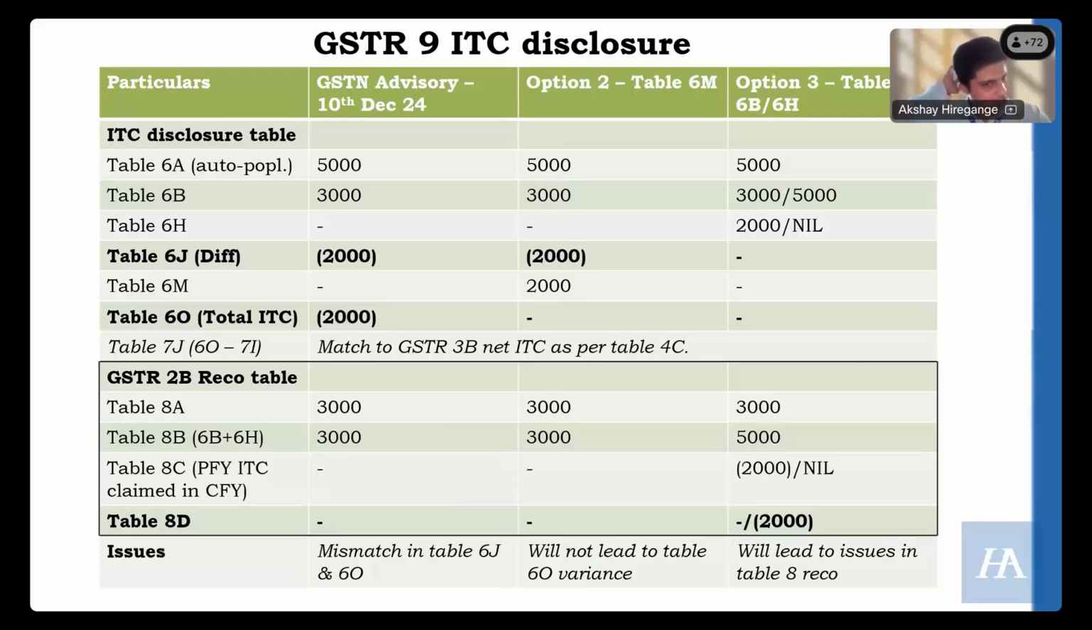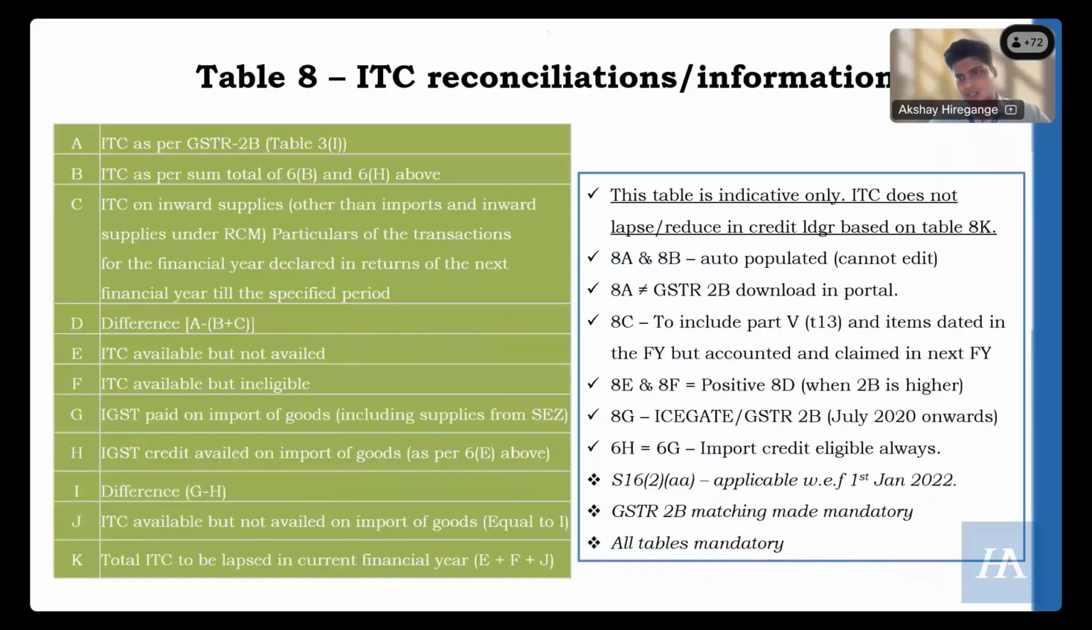In my view, 6H has to undergo a change, because if it is an instance where the 2B was filed in the previous periods and only later we are making tax payment and only later we are seeing the 3B filed by the vendor, in those situations, it will still throw a variance in our table 8 because it considers 6H. So to this extent, in my view, this table should not take 6H for the purpose of computation, but this change we will have to wait and see if they make.